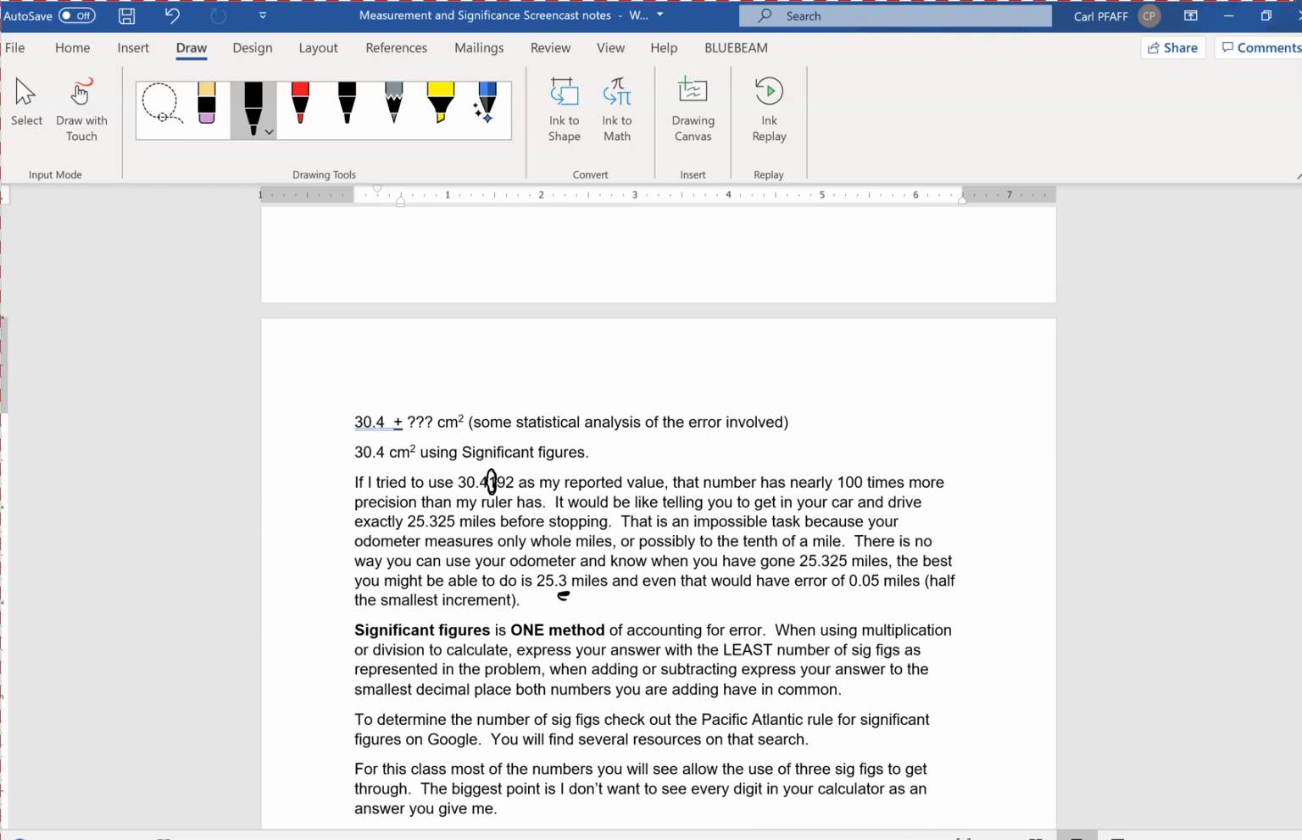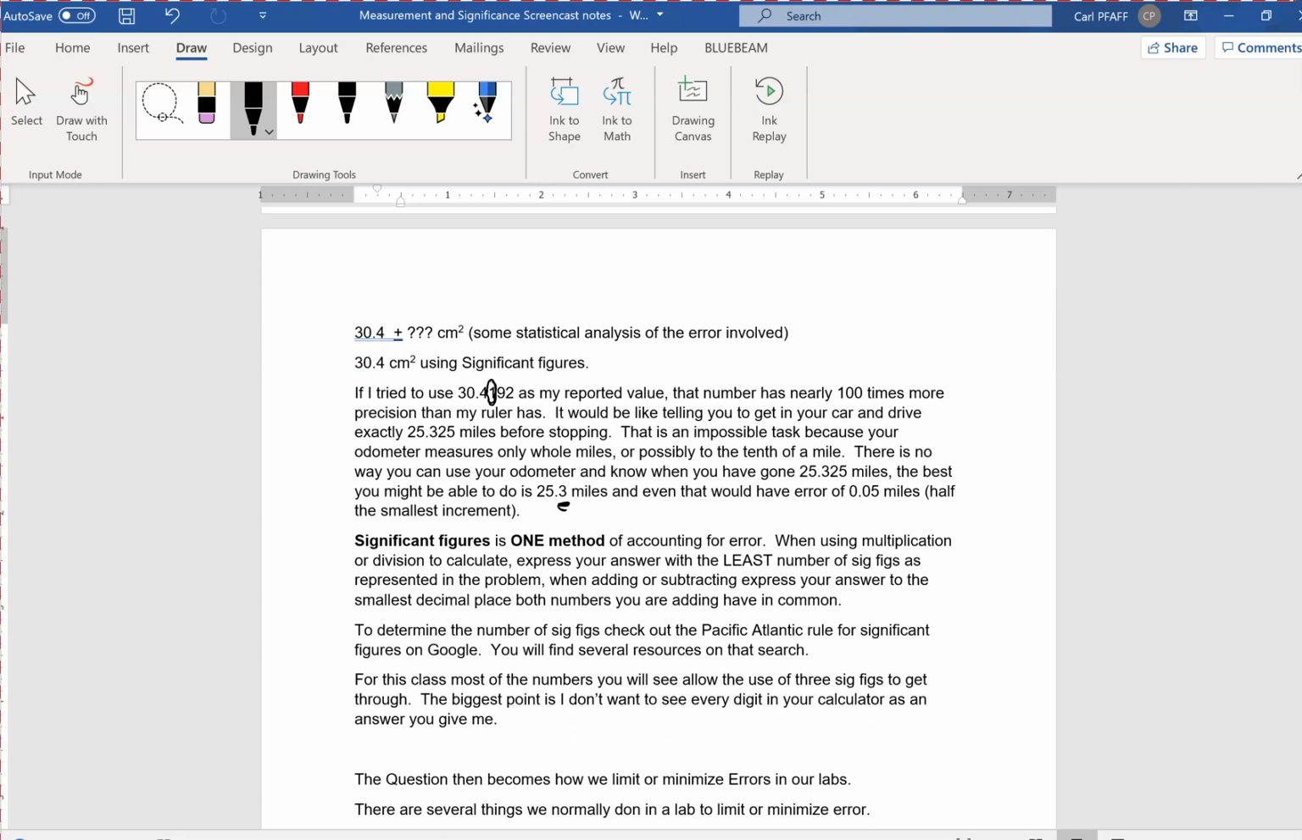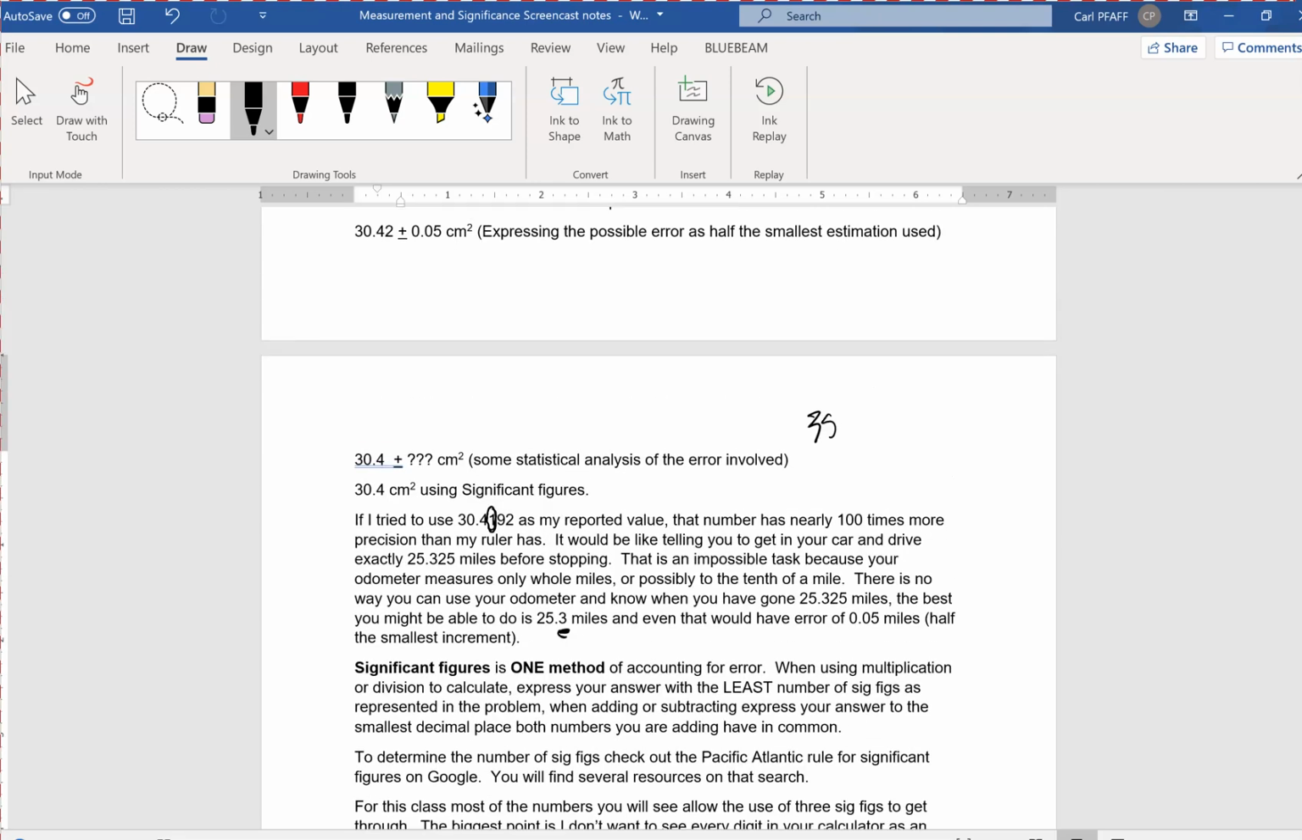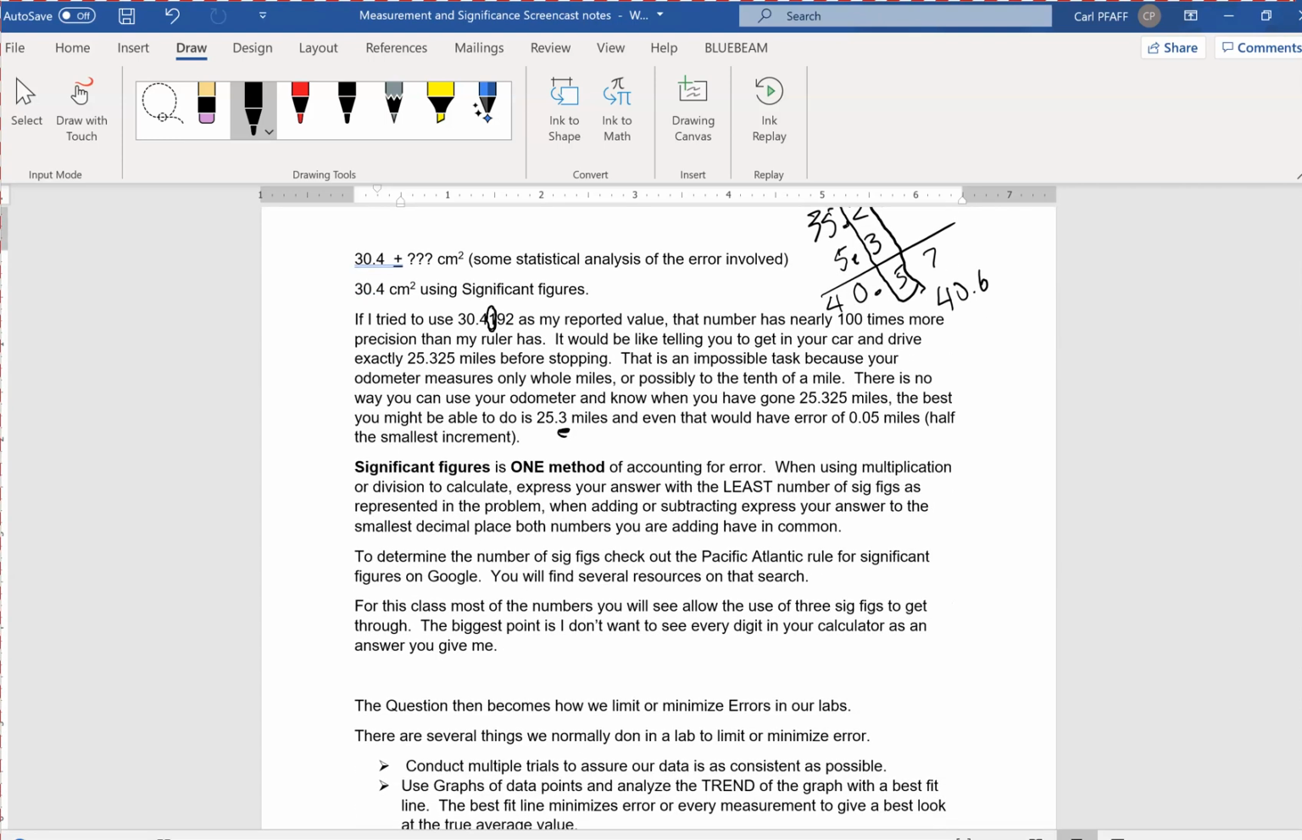And then if I'm adding or subtracting, I want to express the answer to the smallest decimal place that both things have in common. So if I looked at 35.27 plus 5.3, I would have 7 and 5, 0, 1. So I'd have 40.57. So my answer would be 40.6 because that's the decimal place that they both have in common, the tenths place. All right, and you should be familiar with that.